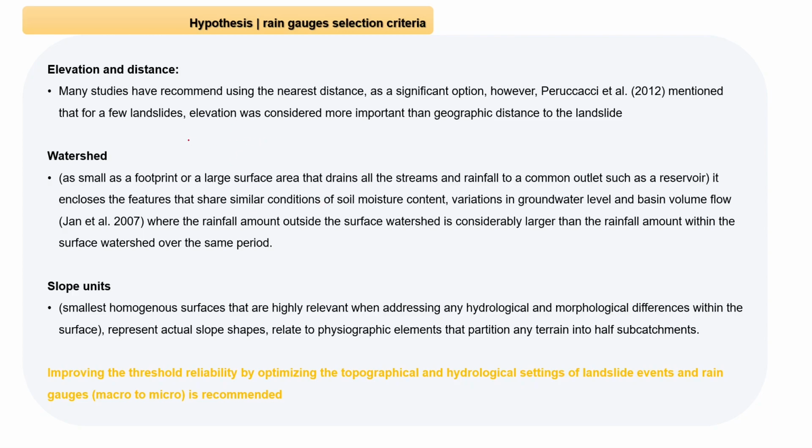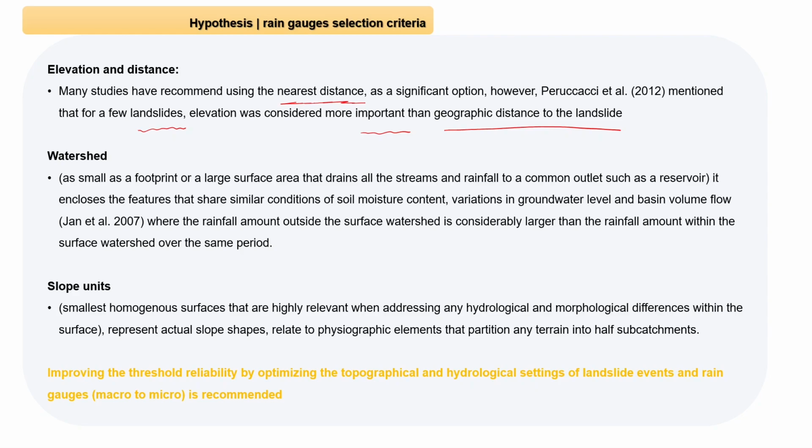So we get to those, we call the filters now, or the criteria. About the elevation and distance, many studies have recommended using the nearest distance, and most of the studies use the nearest distance, as we mentioned earlier. However, one study mentioned that for a few landslides, elevation was considered more important than the geographic distance to the landslide. And we will come to it in the next slide.